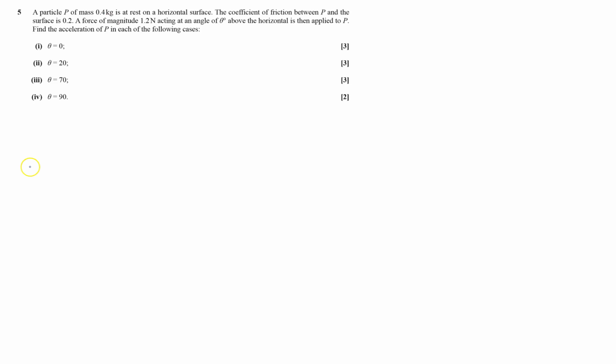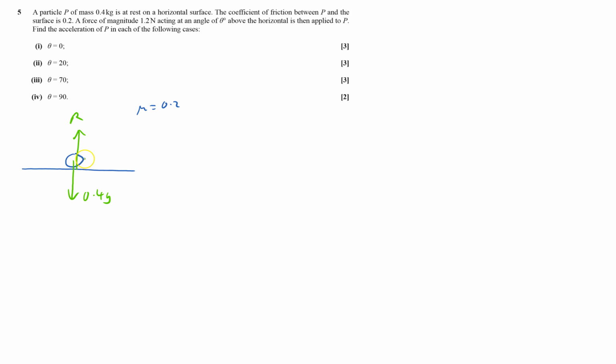Okay, so we've got a particle of mass 0.4 kilograms resting on a horizontal surface. So that's 0.4g. It's on a surface, so there'll be a normal contact force R. Coefficient of friction, so I'll put down mu equals 0.2. A force of magnitude 1.2 newtons acts at an angle of theta degrees to the horizontal. I've got lots of different values of theta, so I'm going to need a separate diagram for each one.